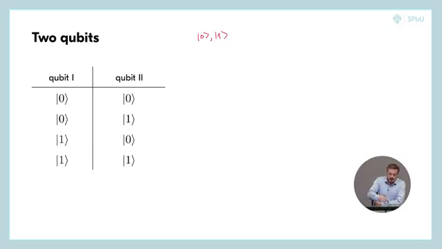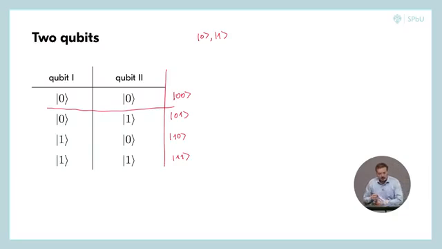So let's name these vectors. This measurement outcome we will call 0, 0. This one 0, 1. With this 1, 0, and this 1, 1. So we just have named four basis vectors of the space in which we will describe the system with two qubits. Good.